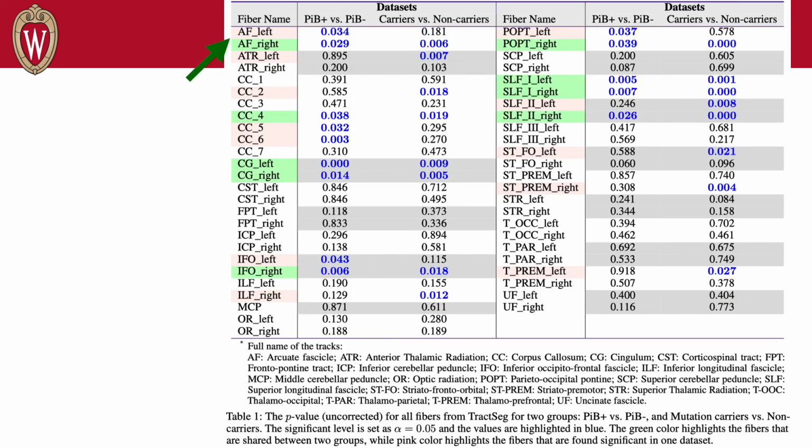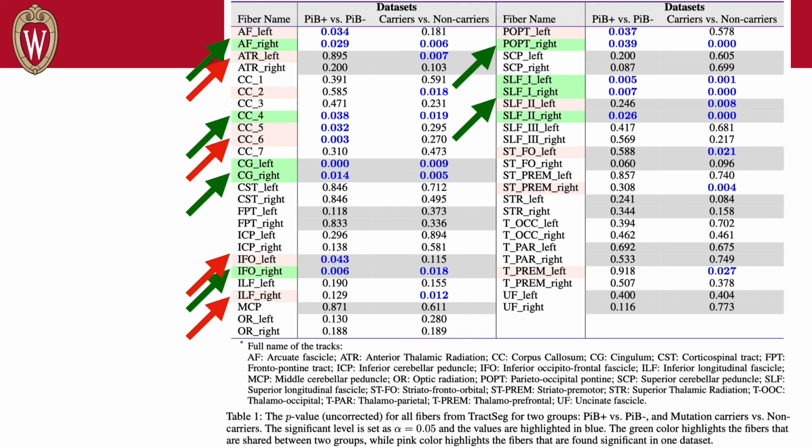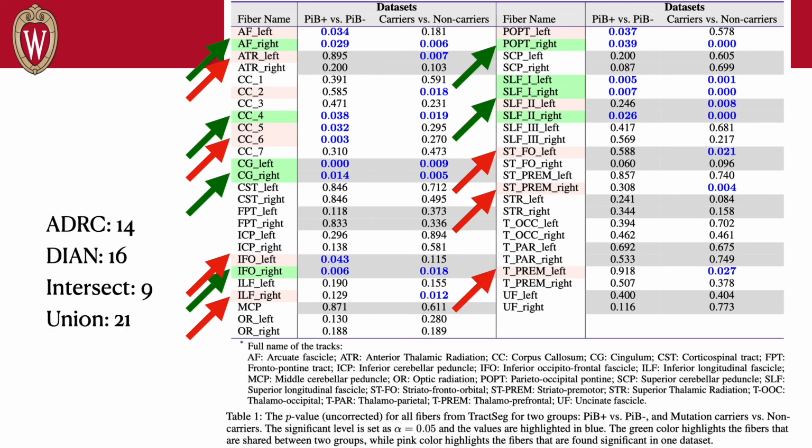These are the fibers we found different. Between two datasets, we found 9 fibers in common and total of 21 fibers out of 50 to be impacted by AD in very early stage. Further studies are needed to determine the temporal relationship between the accumulation of amyloid and neurodegeneration in the development of dementia.